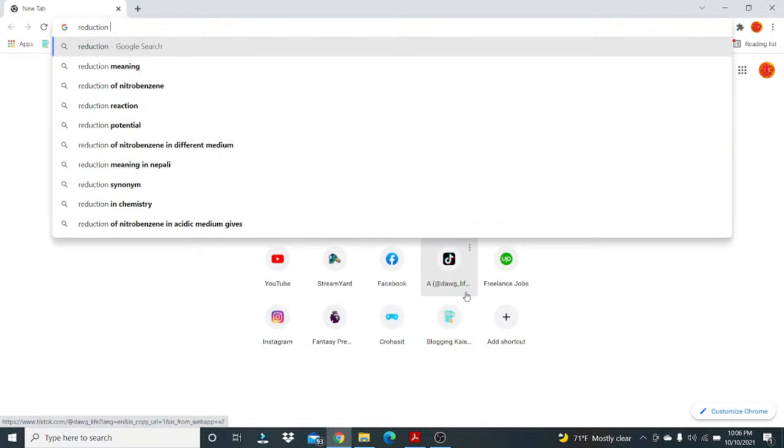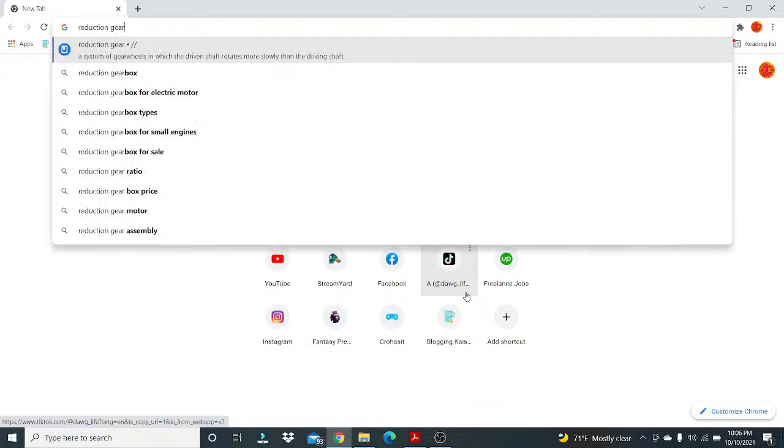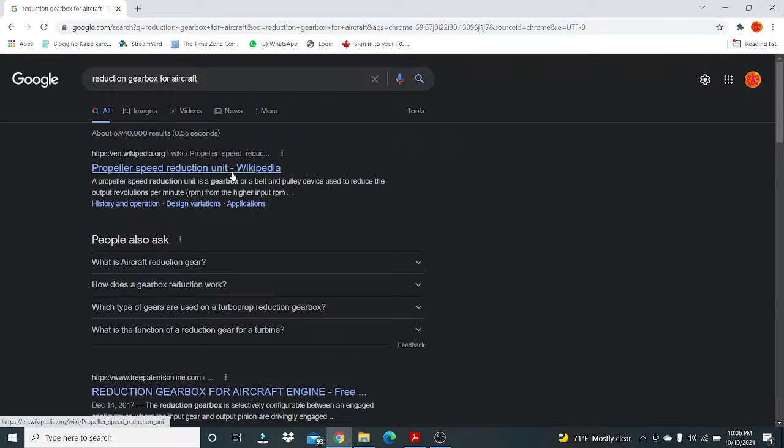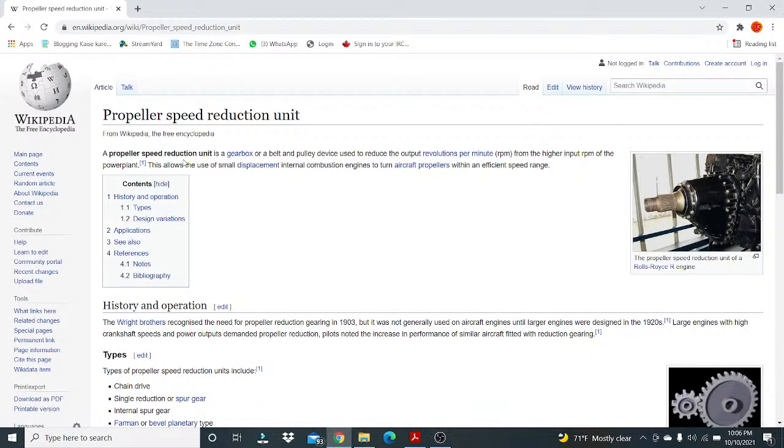Reduction gearbox is usually for reducing or controlling the speed. Gearbox for aircraft. Alright. Propeller speed reduction unit. A propeller speed reduction unit is a gearbox or a belt and pulley device used to reduce the output revolutions per minute from the higher input from the power plant. This allows use of displacement internal combustion engines to aircraft propellers with an efficient speed range.